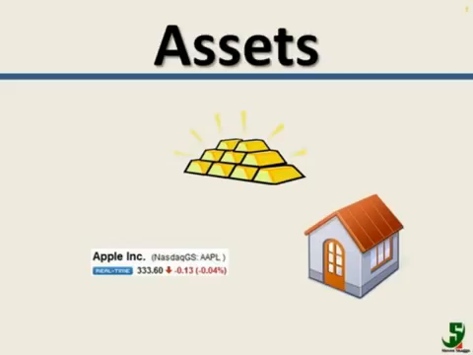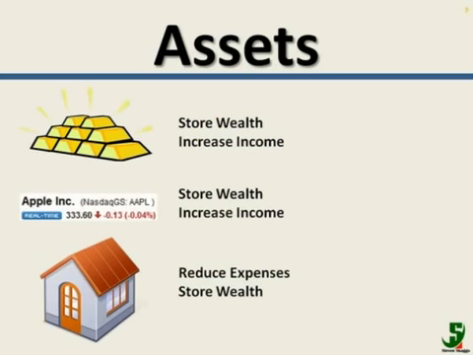An asset is any item with economic value that can be converted to cash. Assets are resources that can be used to create income or reduce expenses and to store value. Here we see three assets: gold, stock, and a house. Let's look at what these assets do for us.